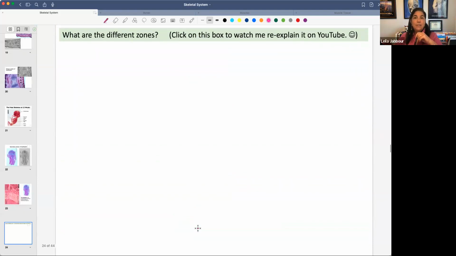So let's talk about these different zones in that metaphysis. I'm describing what's in the metaphysis and what's going on in these different zones, and I'd like you to know that. So the first zone that I labeled 1 in the previous picture is zone of reserve.